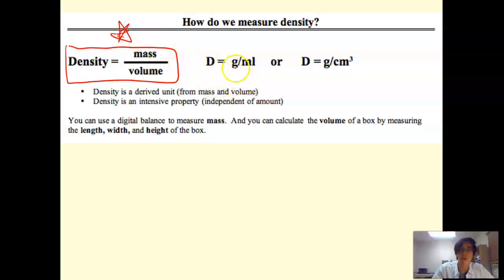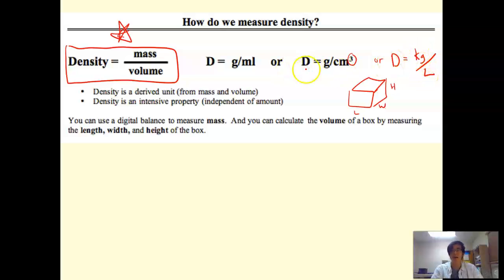And the units for density could either be grams per milliliter or grams per centimeter cubed, right? Because volume, if you have a box, is length times width times height, and that's multiplied, and it gives you an exponent of 3. For this example coming up, I can also say that density is equal to kilograms per liter, so this unit works as well, okay? Everything is just multiplied by 1,000 for grams and milliliters, okay? So, density is a derived unit coming from mass and volume.